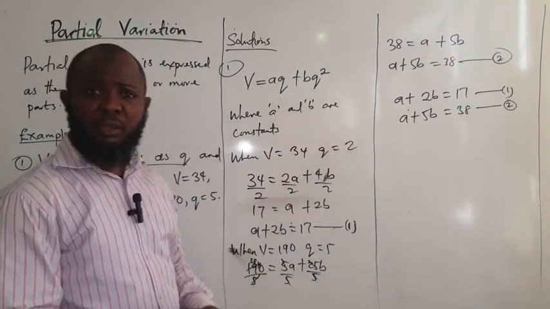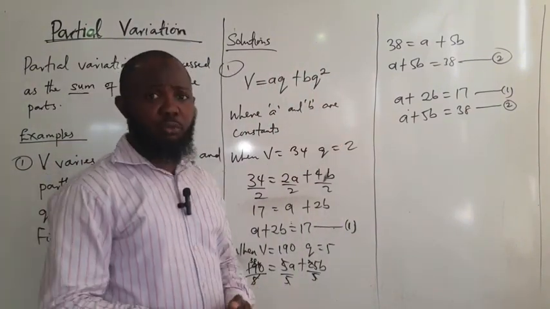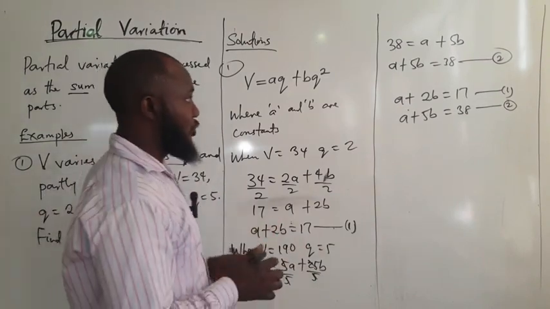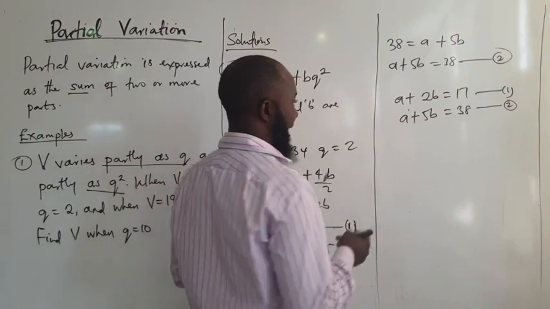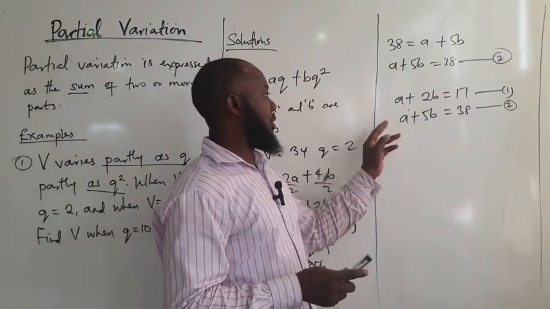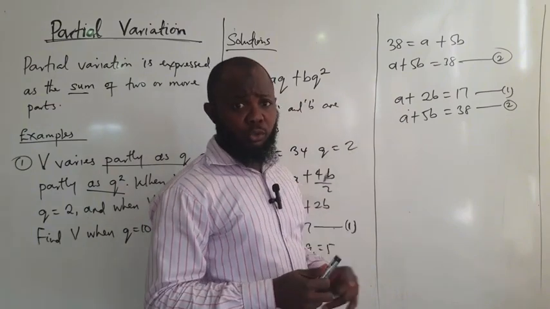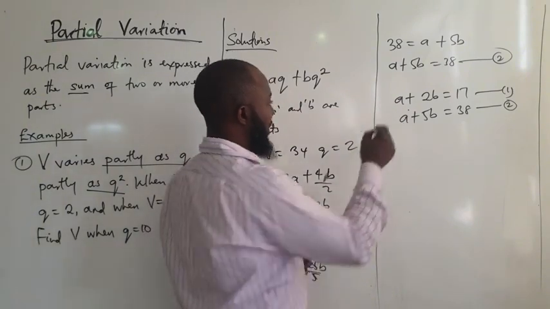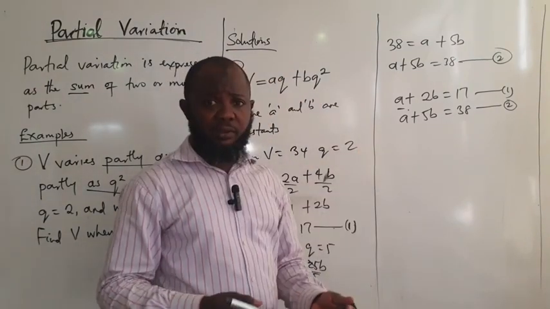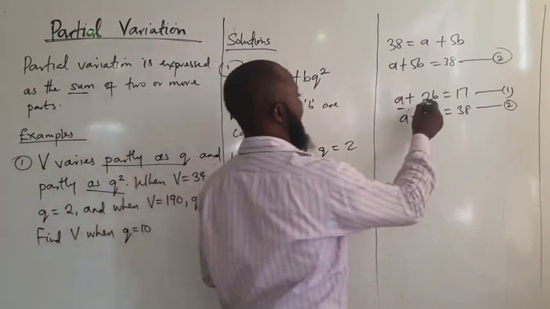So we can make use of any method of our choice. We can decide to make use of substitution method, or we use elimination method. Either of the two, we go. So here I would advise that we make use of elimination method because A has the same constant in both equations. So in that case, we can subtract. A minus A will give us 0.